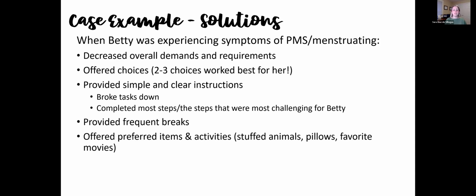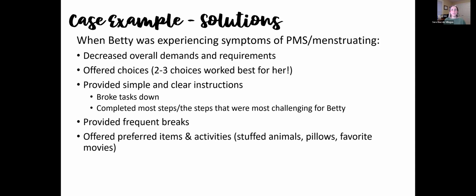Like I mentioned, stuffed animals, pillows, and her favorite movies. She wanted to do what probably many females who've experienced PMS experience, where you just want to be left alone. You want some chocolate, a movie, and your bed. So we tried to simplify things for them, and this was a really effective strategy.